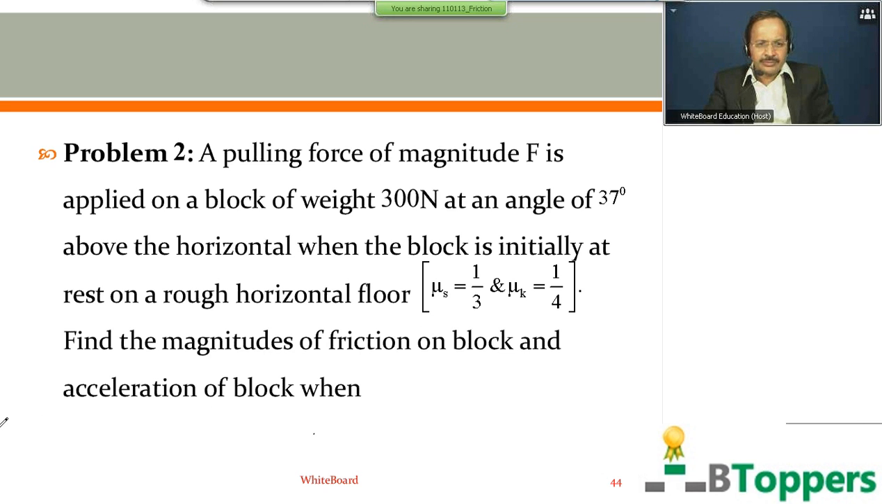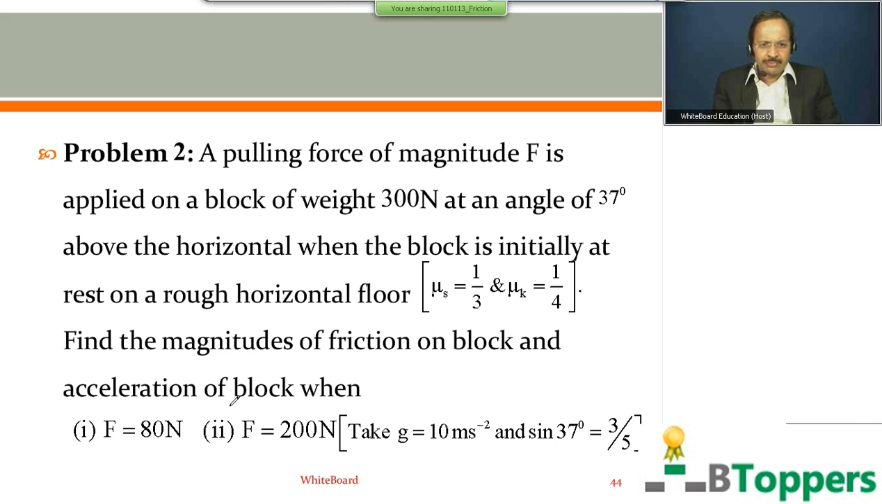Find the magnitudes of friction on the block and acceleration of the block when there are two values of F. Two parts of the problem. First part of the question, F equal to 80 newtons. Second part of the question, F equal to 100 newtons. You have to take g equal to 10 meter per second square and sin 37 degrees equal to 3 by 5.